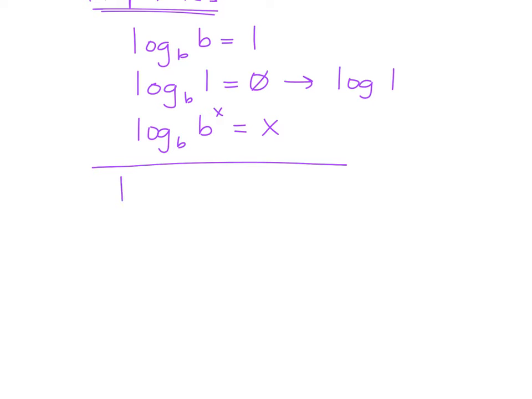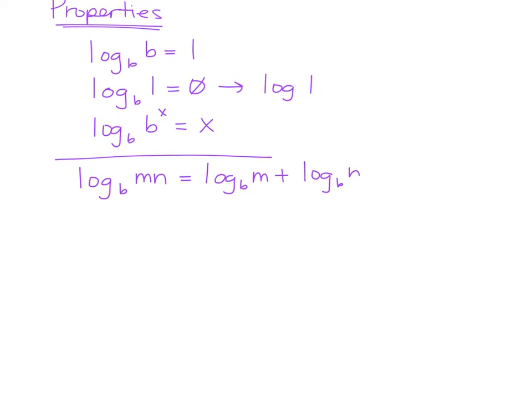So the first one is this. If I give you log base B of m times n, it will equal, we're going to break the m and n up, m and n, sounds like M&Ms, into two separate logs. So it's log base B of m plus log base B of n.